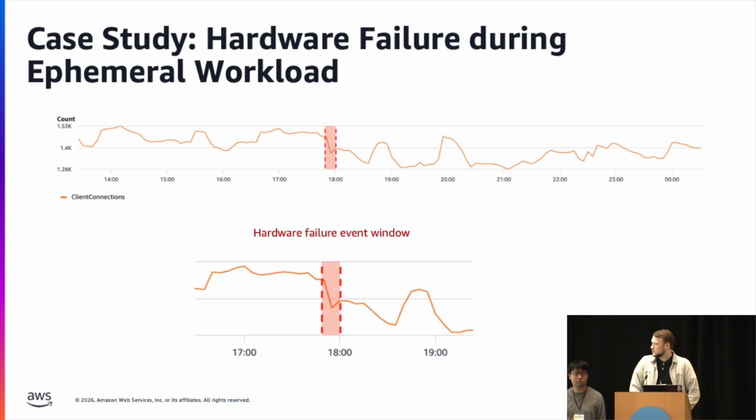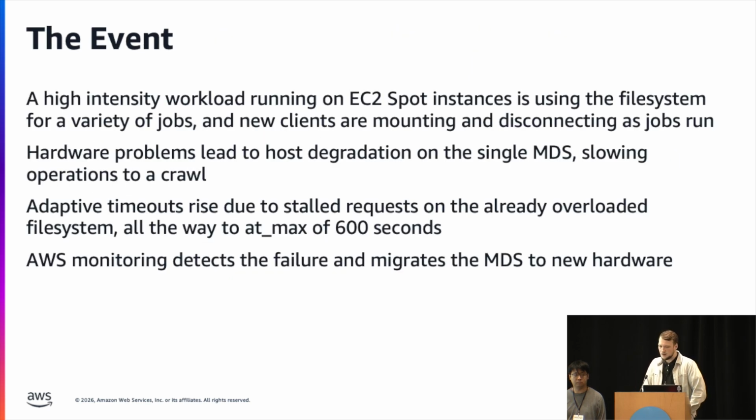We now have enough information to return to this graph that I showed earlier. So this was a particular case that we ran into which exposed one flaw of this adaptive timeout paradigm, which is that in these ephemeral workloads, where you have things coming online and offline all the time, this can affect recovery by breaking some of the assumptions here. So in this case, we had a fairly high intensity workload running on these ephemeral EC2 spot instances, and clients are mounting and disconnecting constantly.